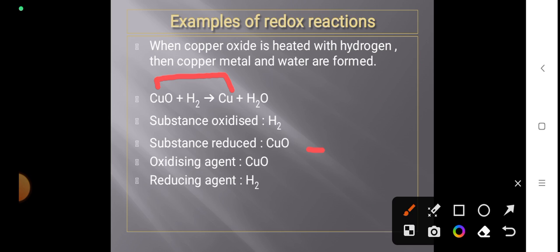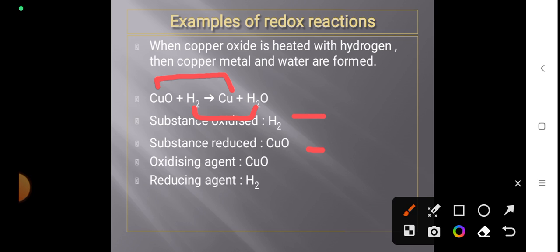Similarly, when you look at the other end, hydrogen as a reactant and water as a product, oxygen is getting added to hydrogen to form water, and hence this is an oxidation reaction. So this is an example of oxidation and reduction, that is redox. Now in the exam, usually they give you a particular chemical equation and ask you to write the substance oxidized, substance reduced, oxidizing agent or reducing agent. So now let us look into it. The substance which is oxidized is hydrogen.